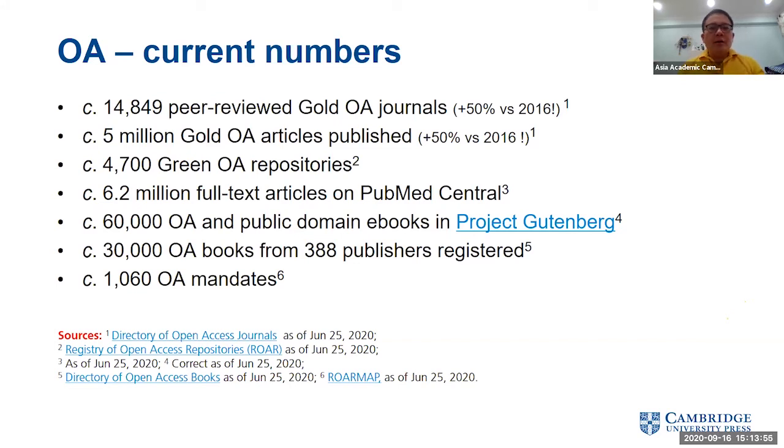So you look at the current numbers. How many open access journals are there? Almost 15,000. Imagine that, 15,000. And about 5 million articles published. All these numbers I got from the Directory of Open Access Journals and the Registry of Open Access Repositories, so from the various websites themselves. You can just go and have a look.